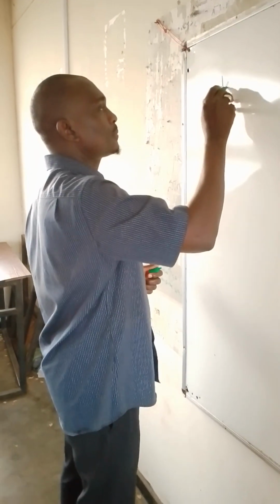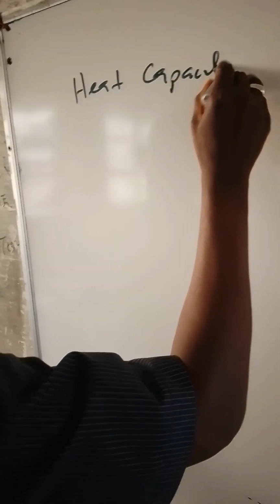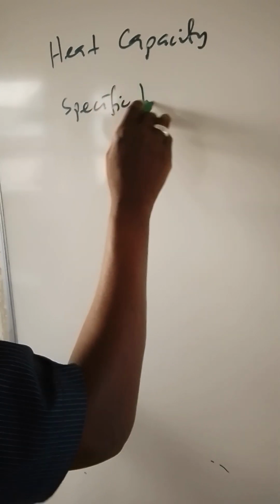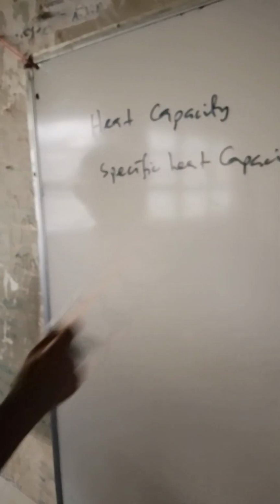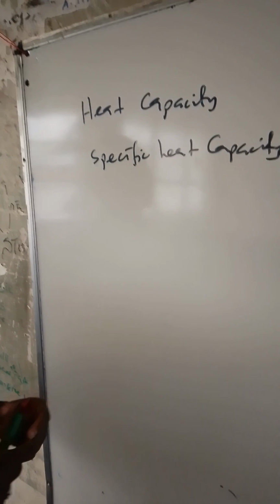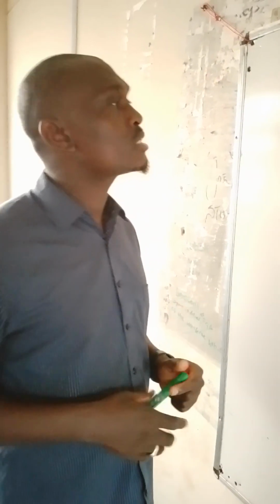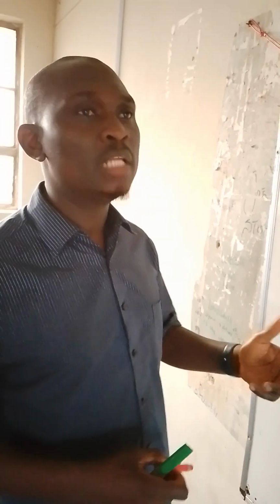Heat capacity. We talk about specific heat capacity and the various methods of calculating the heat capacity. Heat capacity is defined as the quantity of heat required to raise a unit substance through 1 degree Kelvin or Celsius.